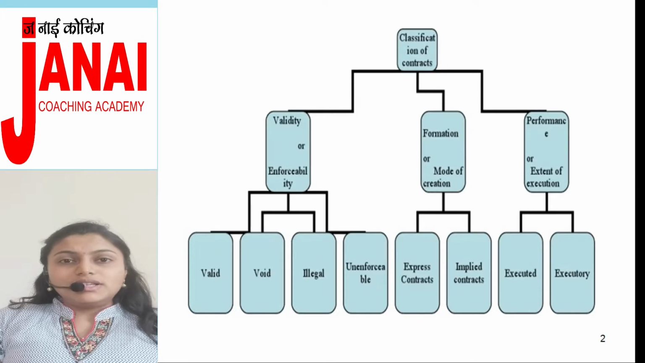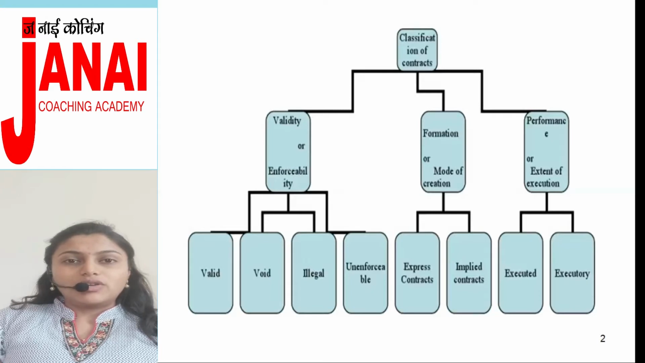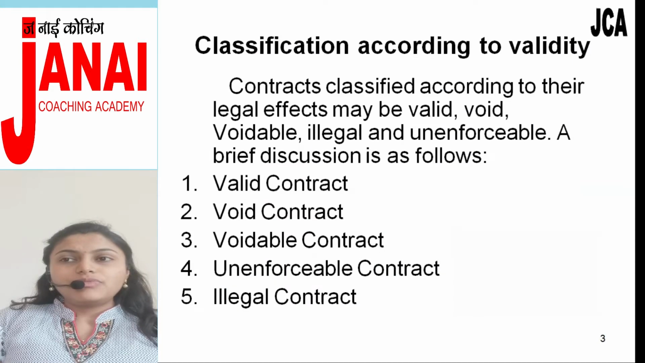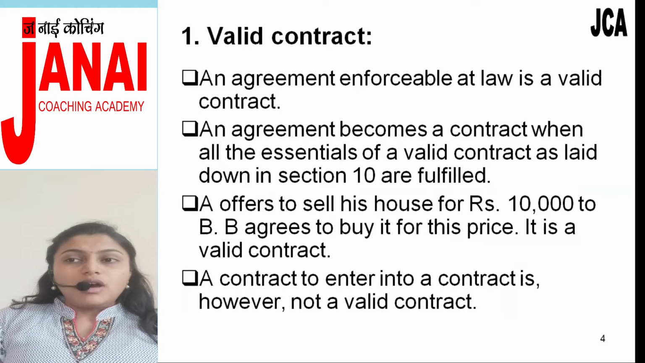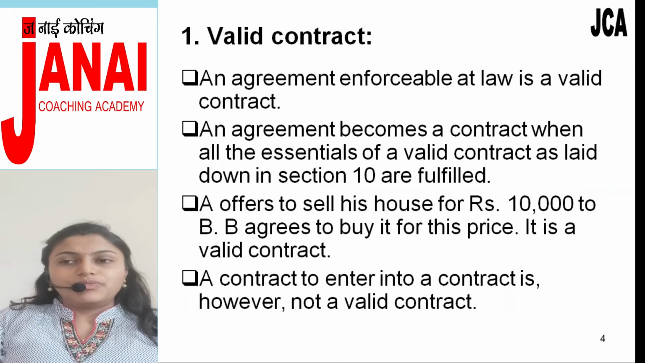Friends, as we have already seen, the agreement, if it is enforceable by law, can become a contract. For any contract to be a valid contract, all essential elements must be present there. Now, what is meant by valid contract, you might have thought. Today, we are going to see what is meant by valid contract. An agreement enforceable by law is a valid contract. It means if all the essential elements which are mentioned in section 10 of the Indian Contract Act 1872 are present there, then only the agreement will be a valid contract.